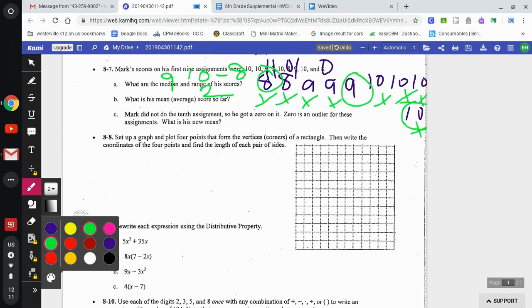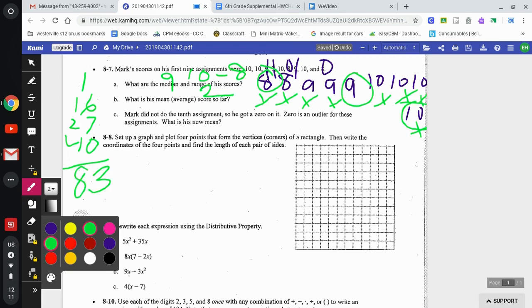Now for the mean, the average so far, we're going to have to tally up how many points he's received on all 9 assignments, just like on your PowerSchool. So 2 8s is 16. 3 9s is 27. And 4 10s is 40. And if we add all our assignments up, you get 60, 70, 83.